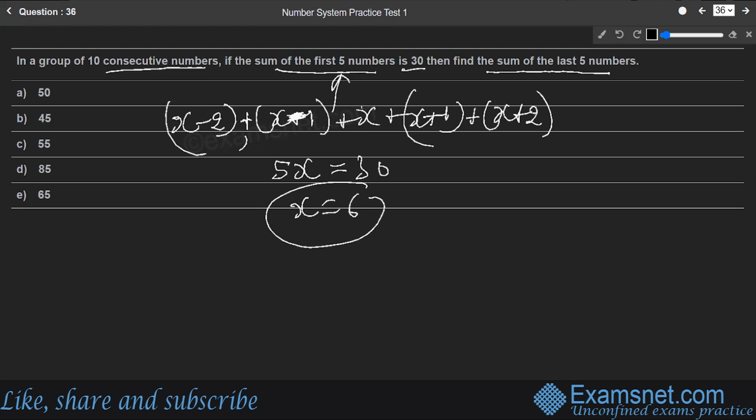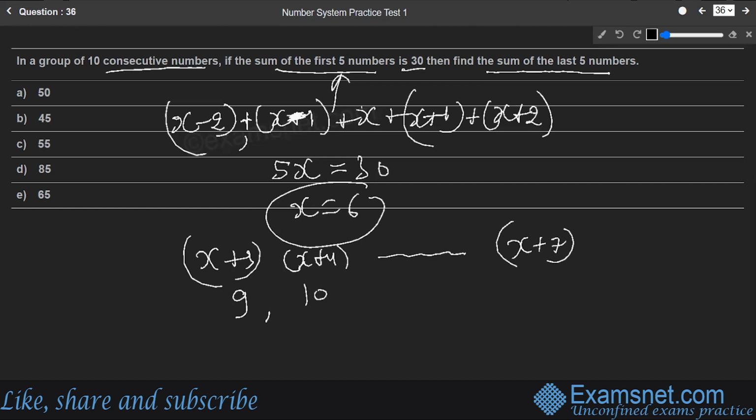For doing that, I'll have to first fix the last 5 numbers. The next number after x plus 2 will be x plus 3, then x plus 4, and so on. We have to find 5 numbers. So this has to be x plus 3, 4, 5, 6, 7 as the last number. So using x as 6, we can find out the numbers.